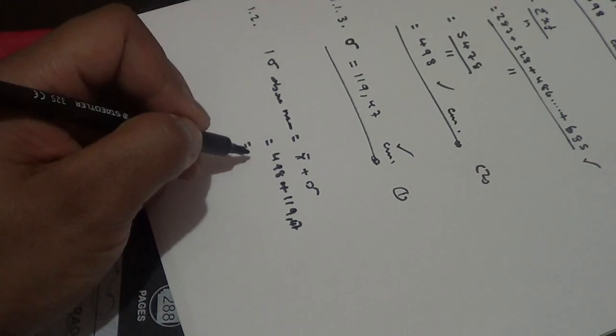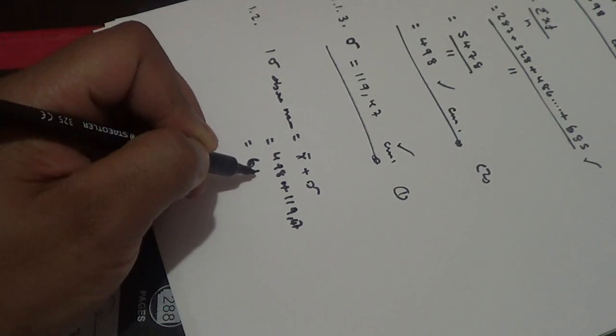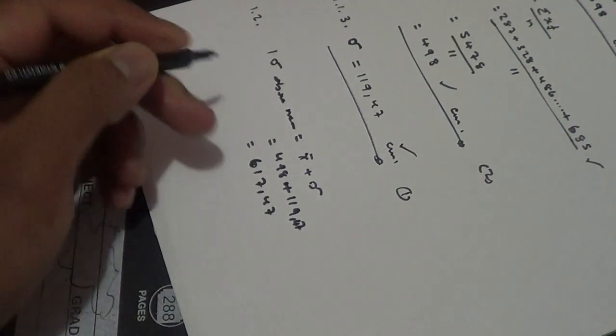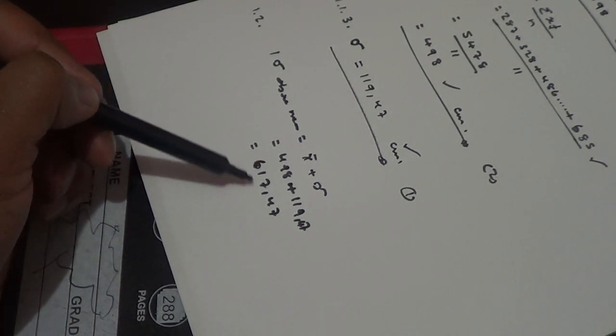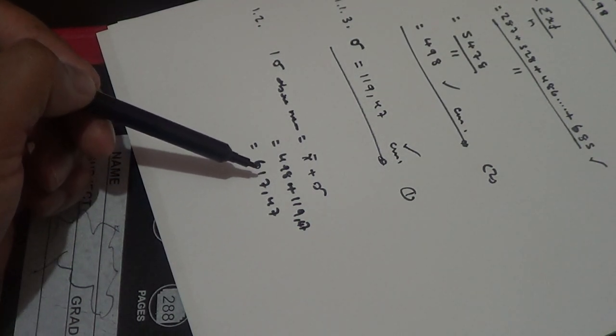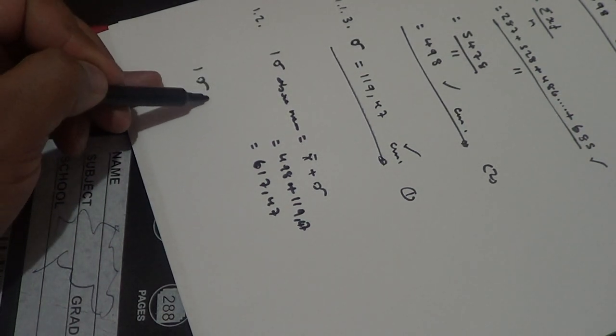So I'm getting 61.47, and then of course, if you are to round off this thing to one decimal place, it's as good as 417, right? Right.